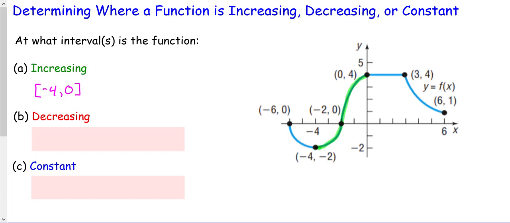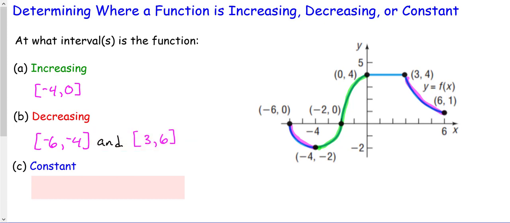Now, where is our function decreasing? That means where is it going down? Our function is going down here, it's going straight across here, and it's going down here. So we have two areas where our function is decreasing, and we would use two different sets of interval notation. It's decreasing from -6 to -4, and it's also decreasing from 3 to 6.